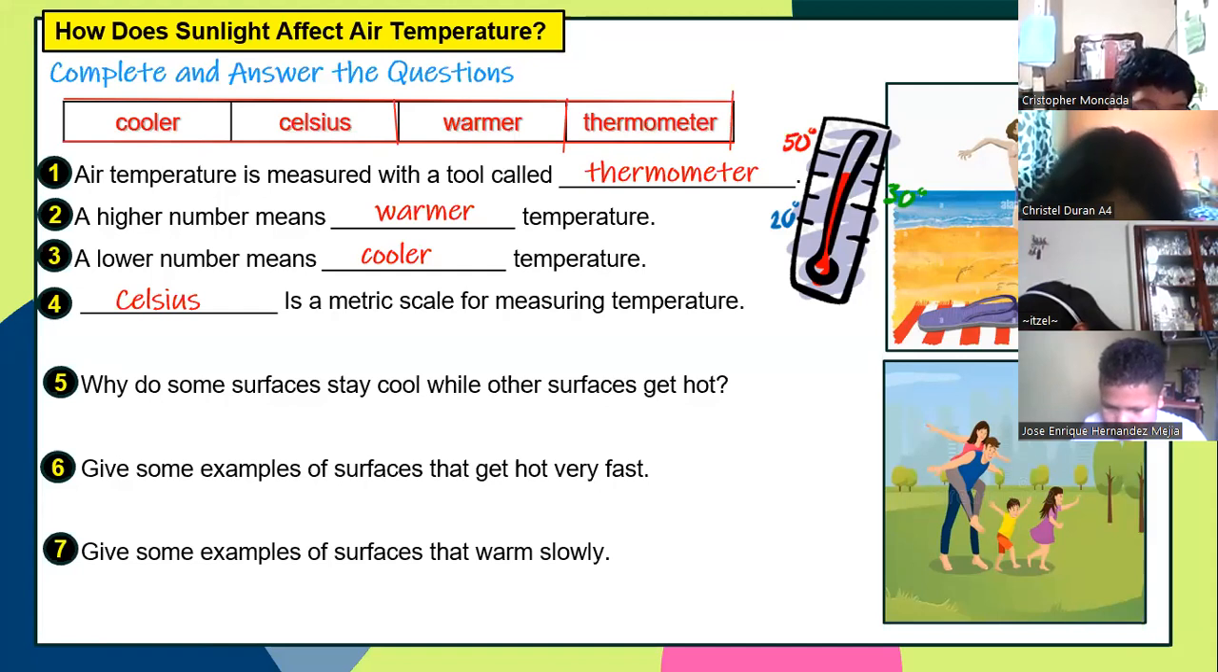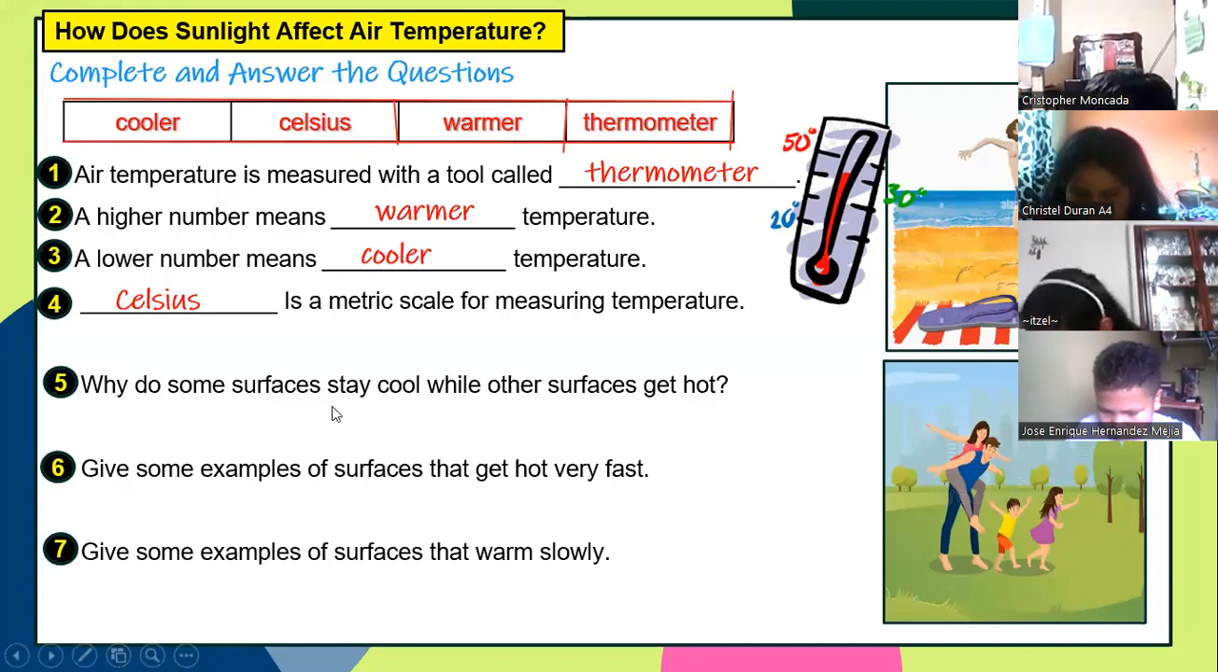The information you are copying here is going to be useful to do your assessment. The assessment is 5 points, has 10 exercises, and has very nice illustrations. What we saw yesterday about shadows is going to be evaluated in the exercise. Number 5: why do some surfaces stay cool while other surfaces get hot?